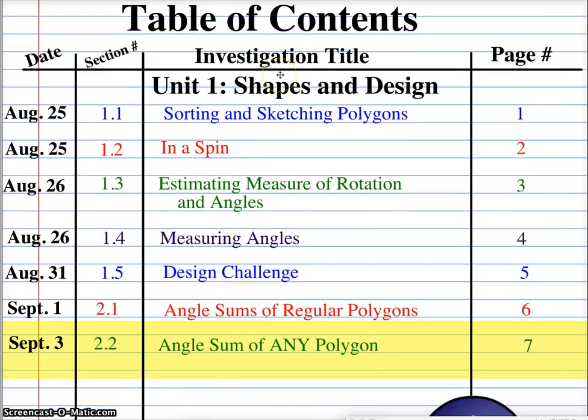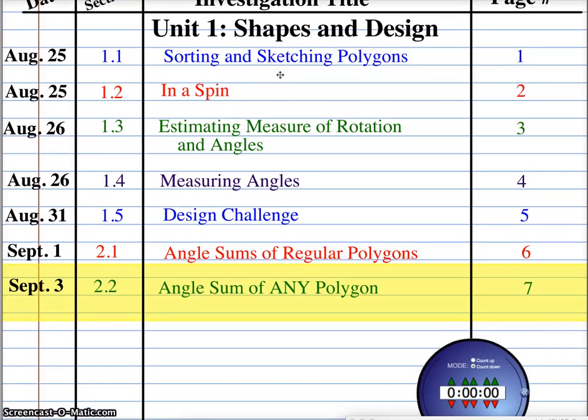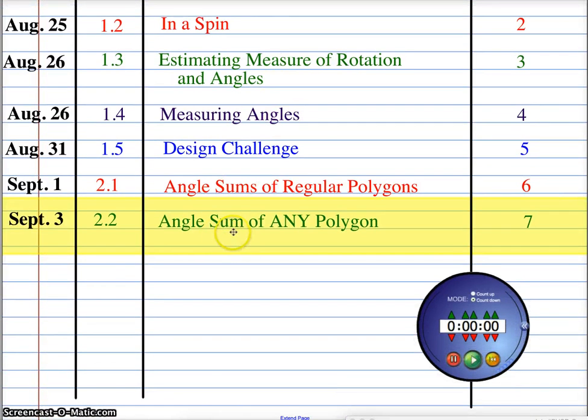Okay, now, so we are working on 2.2 today. Angle sum of any polygon. Before we did regular polygons, so we are going to do any polygon now. That includes irregular polygons. So any polygon that is not regular is irregular. So we're going to do the same concept, but with any other random size shape.